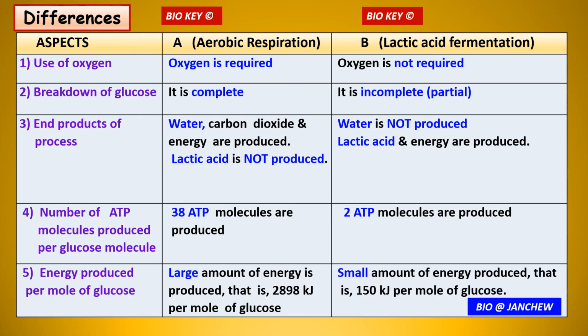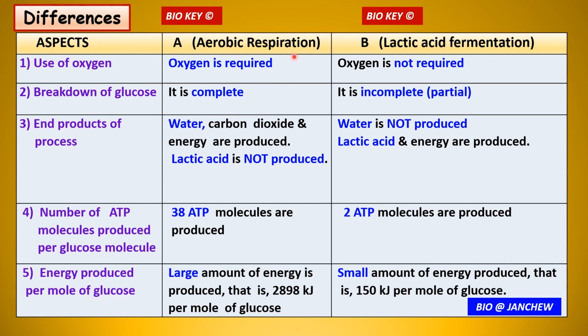Now, going on to the differences in answering our essay question. Here we can draw a table and write down A and B in the titles, because in the question we were asked to compare the energy production for A, the girl, and B, the man, right? So don't straight away write aerobic respiration, because we are comparing A and B. You can put aerobic respiration for A in brackets, and for B, lactic acid fermentation in brackets.